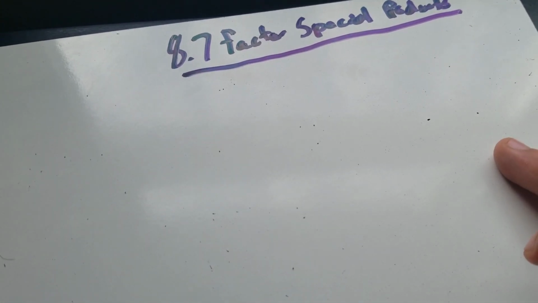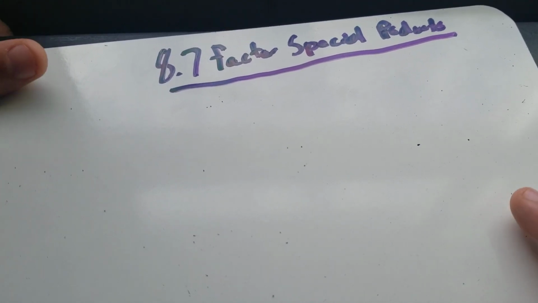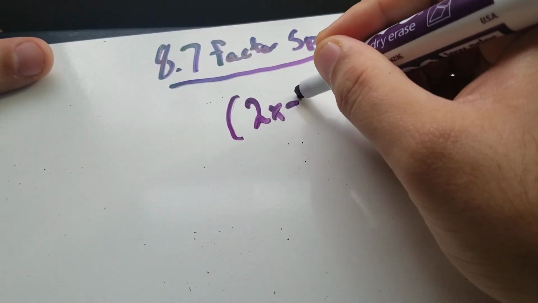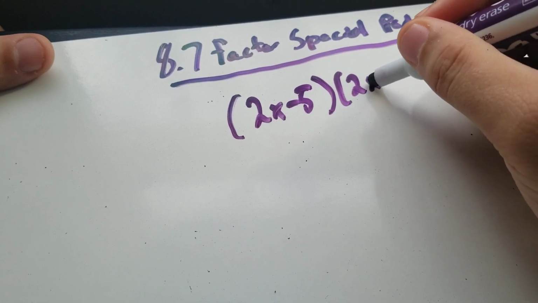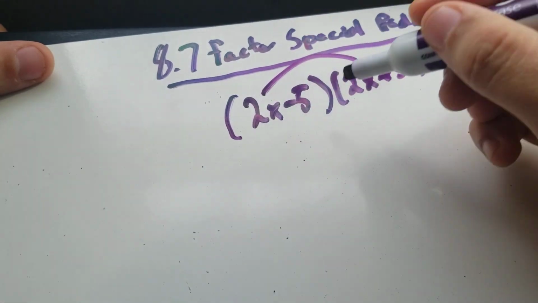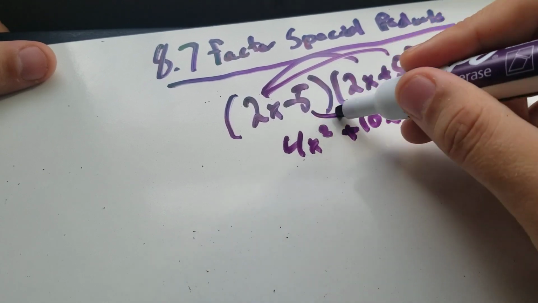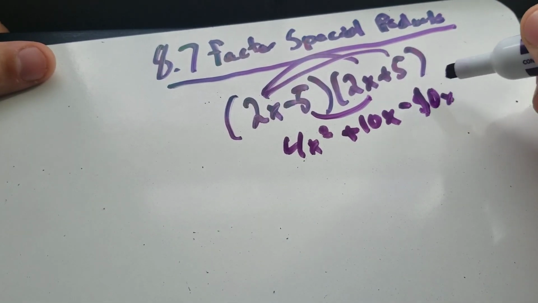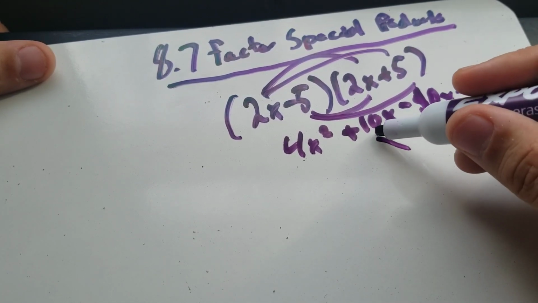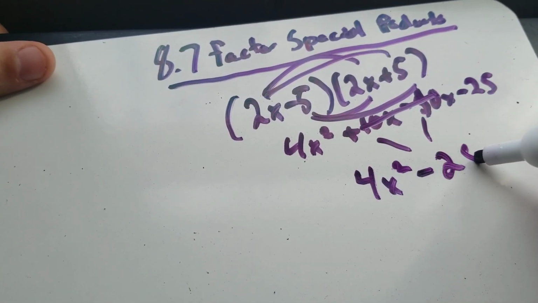So first off, let's talk about what is a special product. This is the same thing that I was talking about, I believe, in 8.3. So let's say we have 2x minus 5 and 2x plus 5, and we FOILed it out. So that's 4x squared, that's plus 10x, that's minus 10x, and that's negative 25. These cancel out because plus 10 and minus 10 cancel out. So all I'm left with is 4x squared minus 25.